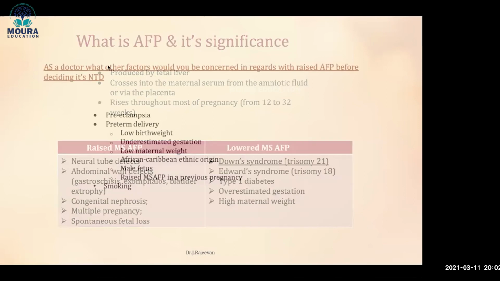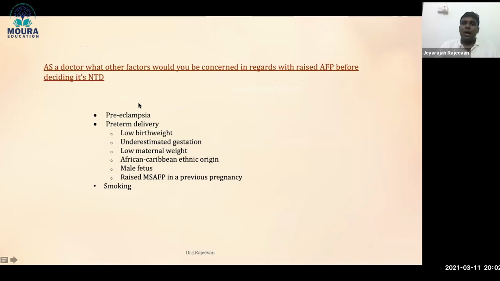Right? So somebody asked, as a doctor you should know not only alpha fetoprotein, but also other conditions, not only neural tube defect, that will have elevated alpha fetoprotein, such as preeclampsia, preterm delivery, low birth weight, underestimated gestation, low maternal weight, Afro-Caribbeans, male fetus, right? And previous pregnancy with elevated alpha fetoprotein and smoking. Those are the conditions that can have elevated alpha fetoprotein, right?